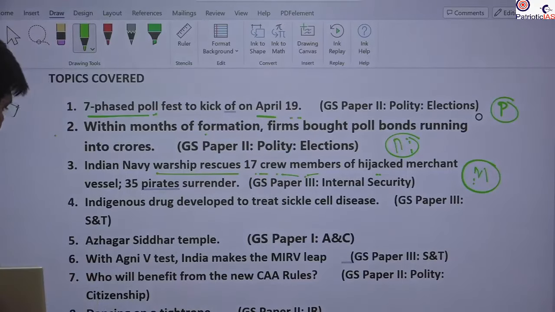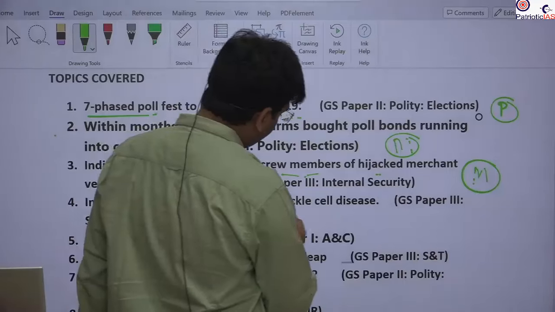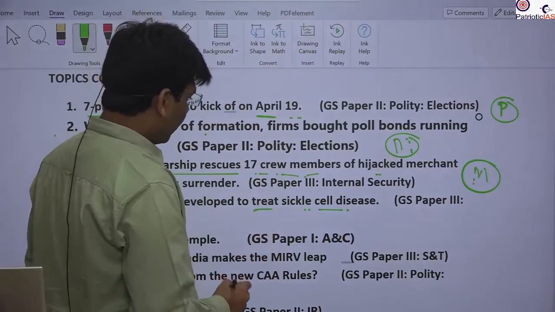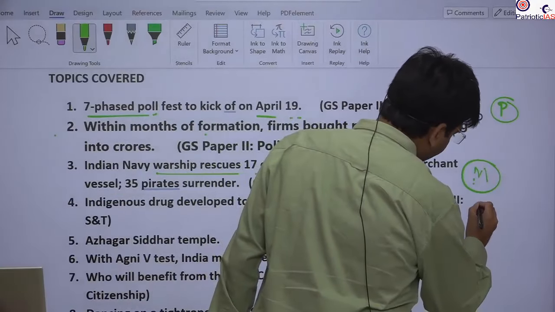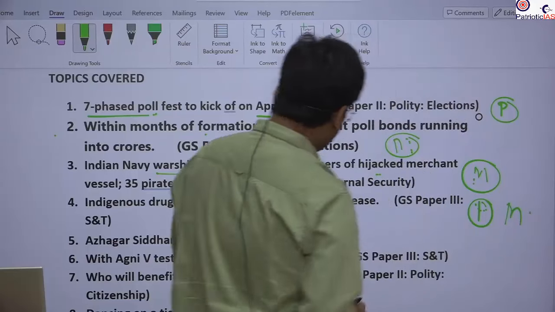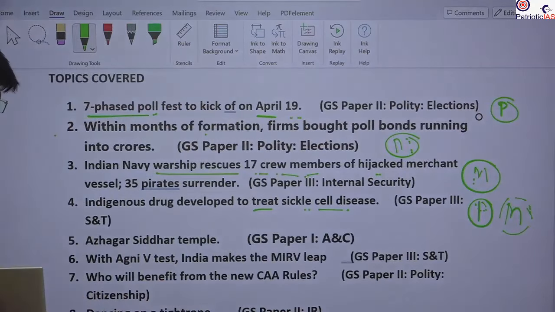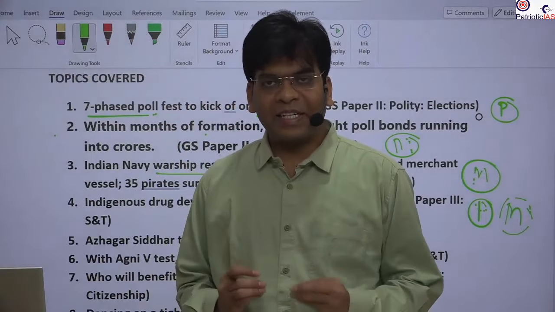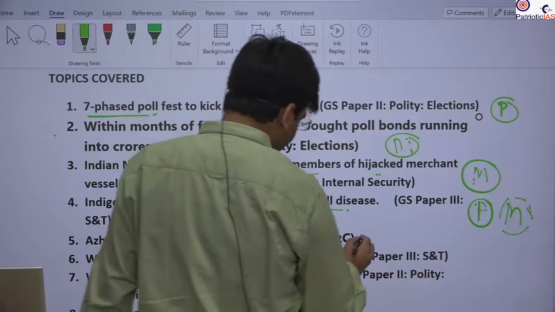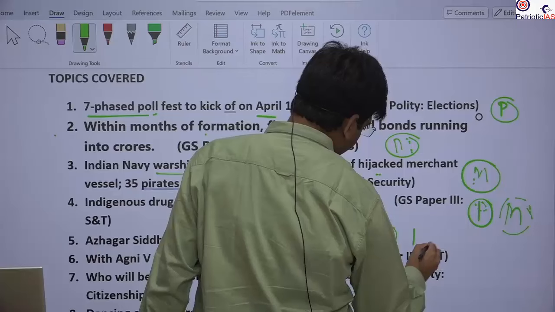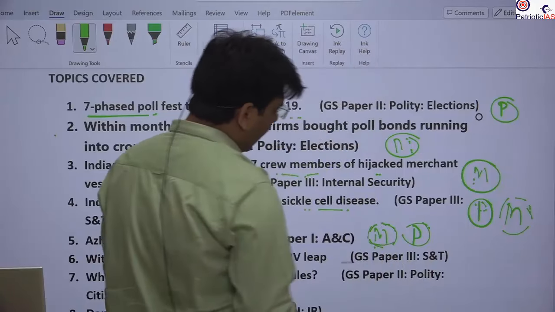Then we will study the indigenous drug developed to treat sickle cell disease. We will know the basics about sickle cell. That is very important. It is for the prelims as well as for the mains. Then we will study the Ajgar Siddhar temple, the unique nature of the doll that is donated at this temple. We will study it from the prelims perspective as well as the mains perspective, under art and culture.